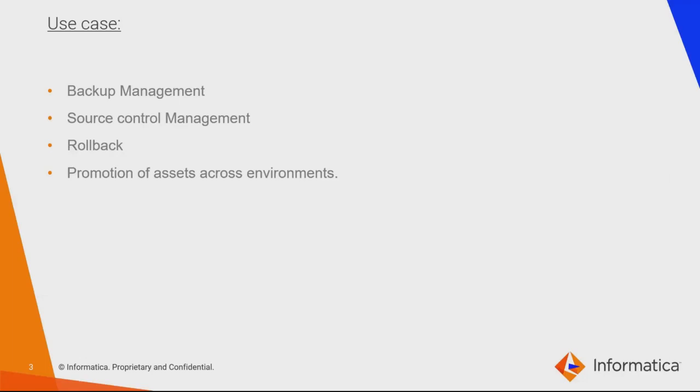Rollback, say for example, I have a version 2 of a mapping in my production environment, and I want to replace it with a previous version of the mapping, then I would go ahead and I can use this source control feature to roll back to the previous version. Promotion of assets, when there is a requirement to move assets from one environment to another, we can use this feature basically to move from development to production environment.